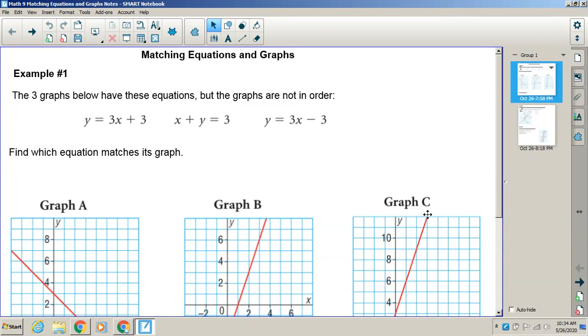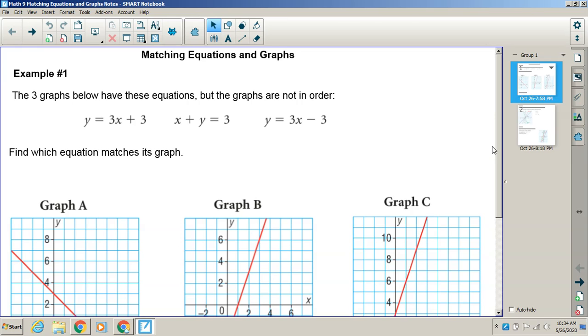Hi, grade nines. The last lesson that we're going to do in linear relations is titled matching equations and graphs. In this section, you're going to be given a series of graphs and some equations, and you have to figure out which graph belongs to which equation.